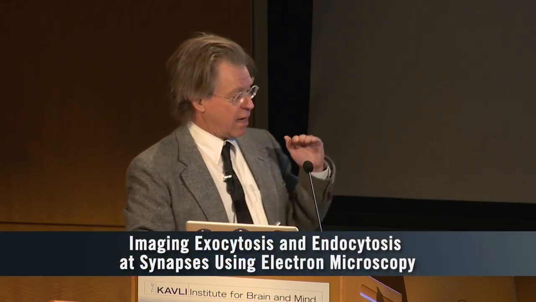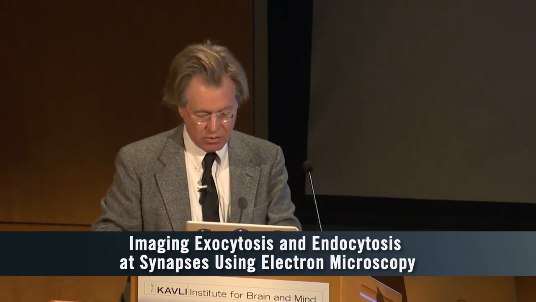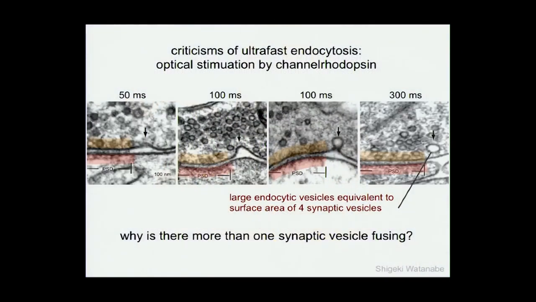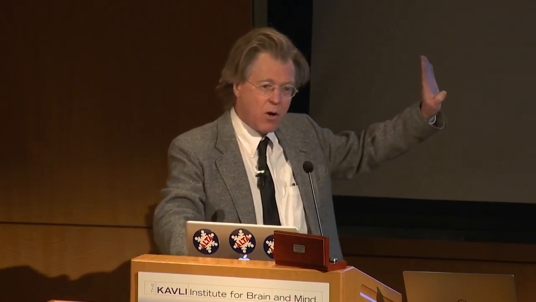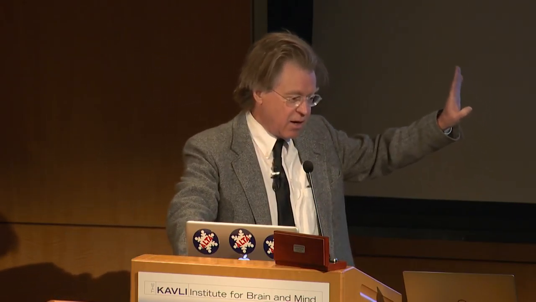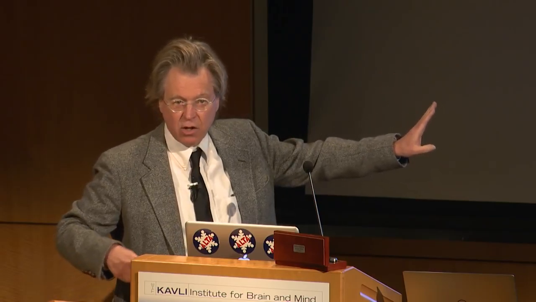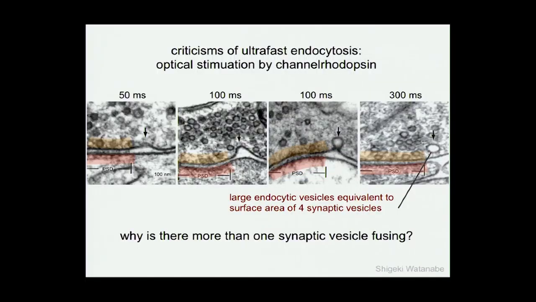So that was great. We were able to see this new process called ultrafast endocytosis, but it came under a lot of criticism, and I think it's valid if you're trying to make a major claim here. One of our reviewers said that there are 40 years of experiments that suggest that clathrin-mediated endocytosis is the mechanism by which synaptic vesicles are recycled. There's probably 10,000 papers, and now there's one paper that says it's not the way it works.